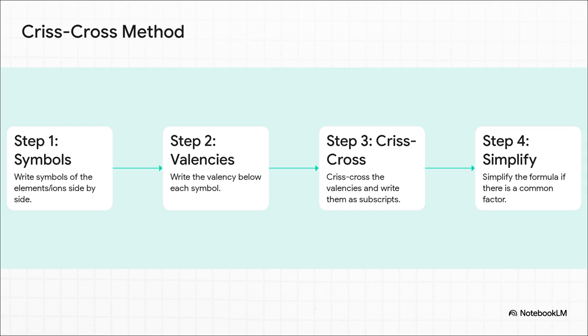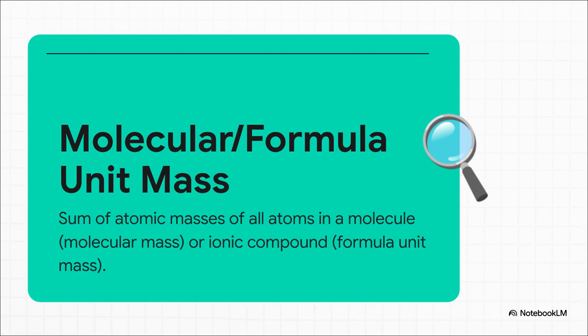Now for step 3, the crisscross part. The 2 from Mg goes to Cl, and the 1 from Cl goes to Mg. You get Mg1, Cl2. And finally, we simplify. We don't write the number 1, so it becomes MgCl2. Simple, right? Once you have the formula, you can calculate its mass.